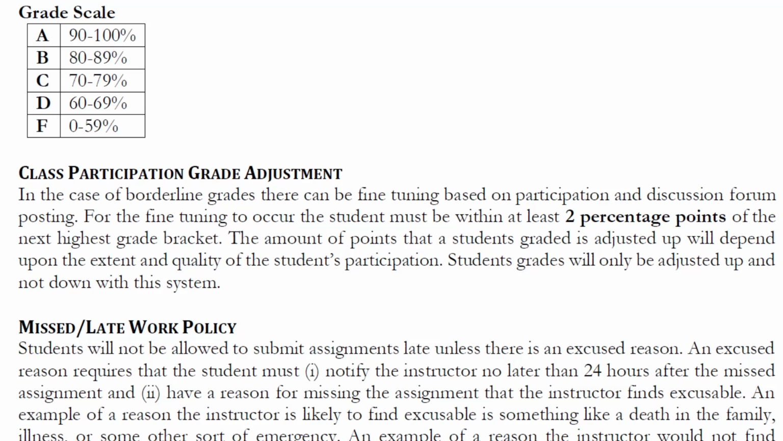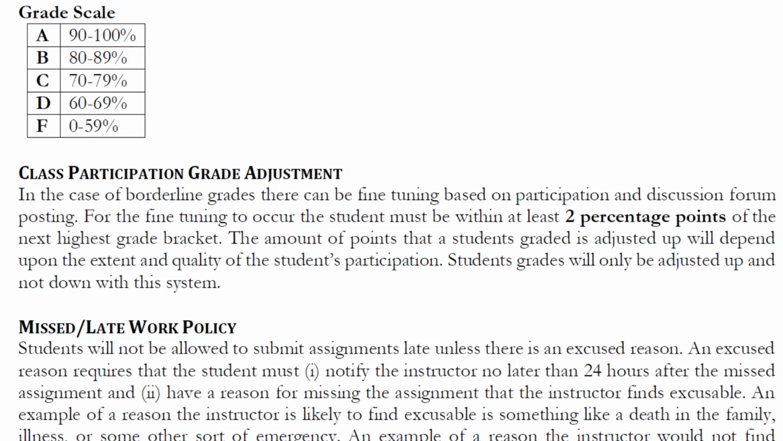If a student is within 2 percentage points of the next highest grade bracket and has made consistent and substantial contributions to the class in terms of participation, then I would consider raising that student's grade to the next highest letter. But you might ask, this is an online class, so what does it mean to participate in this context? What participation largely refers to is your engagement in the discussion forums.